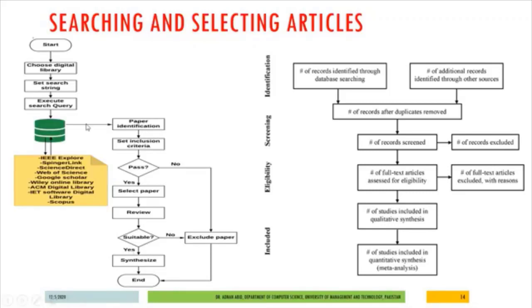So let's go through the diagram on the left first. It's a flowchart of how to find suitable articles. We choose digital libraries, and the set of digital libraries is given here below: IEEE Explore, Springer, Science Direct, Web of Science, Google Scholar, etc. After selecting those digital libraries, we set up search strings related to the area which we are targeting, and then we execute those search queries on all these different portals, and they help us find relevant research articles.